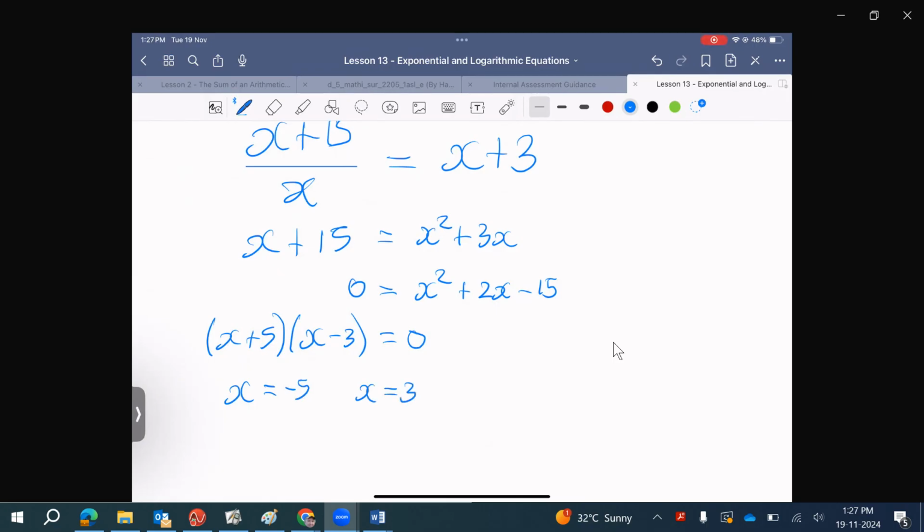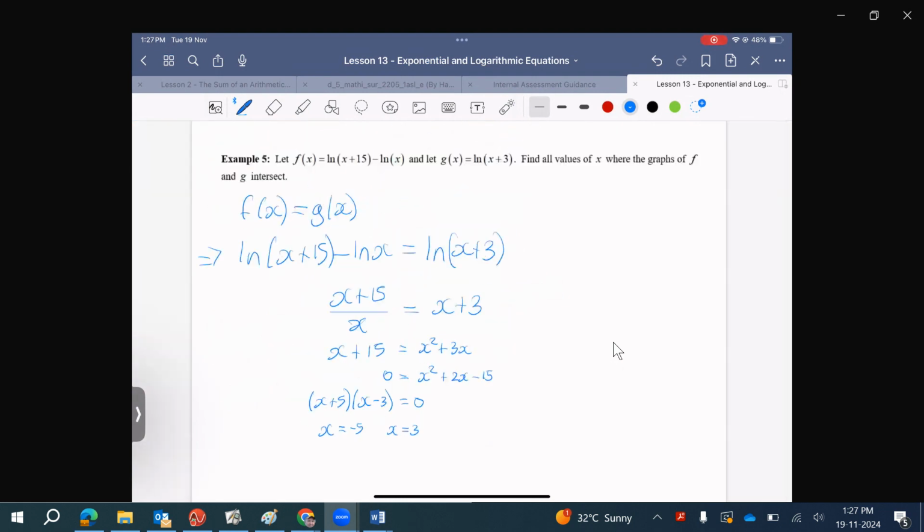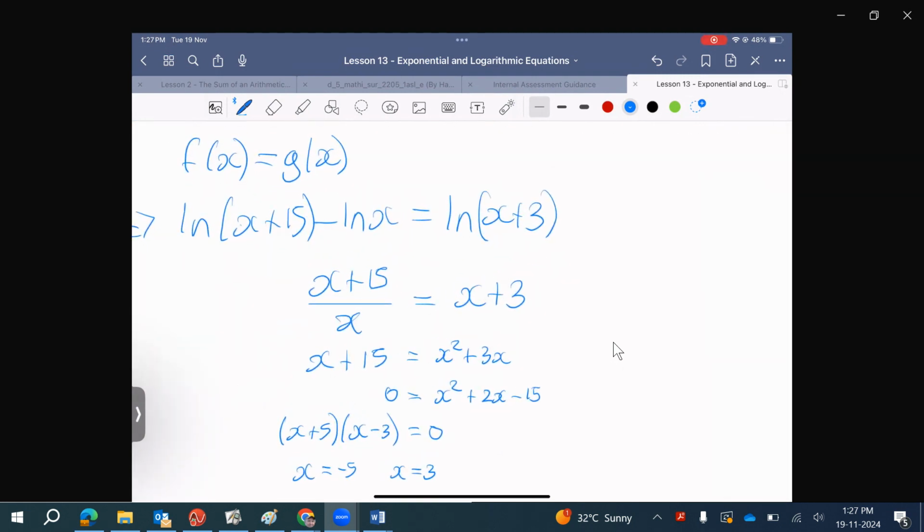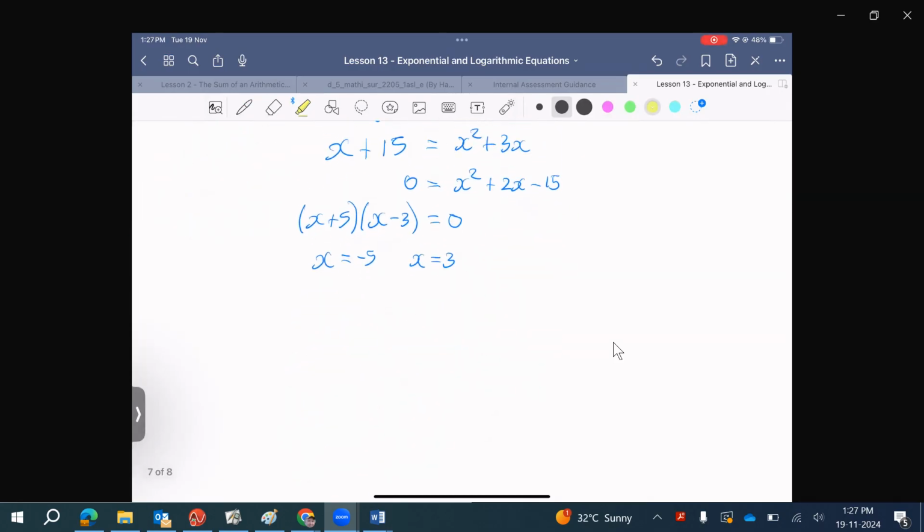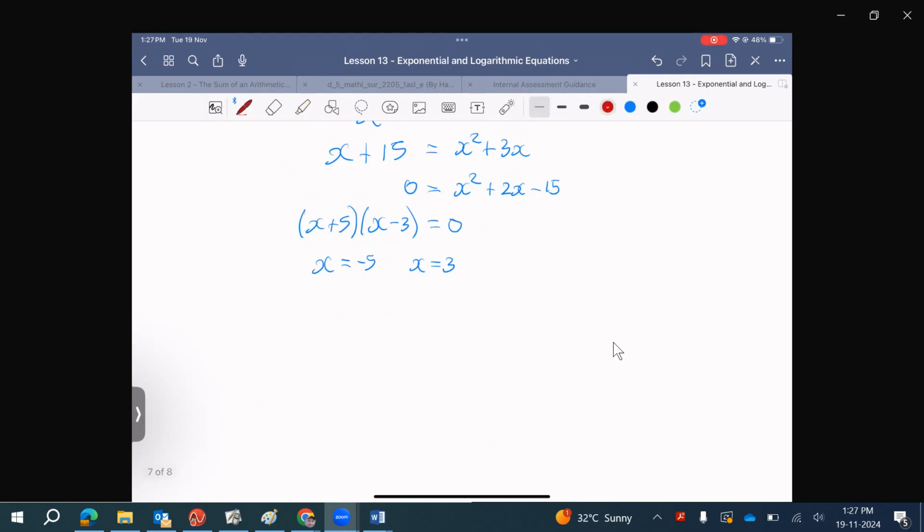Now, let's have a look at our domain for this equation. So the domain here is x is greater than negative 3, and x is greater than negative 15, and x is greater than 0. So this is the important one. x has to be positive. So we could say as x is greater than 0, x equal to 3 is the only solution.